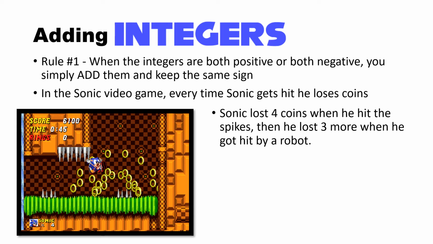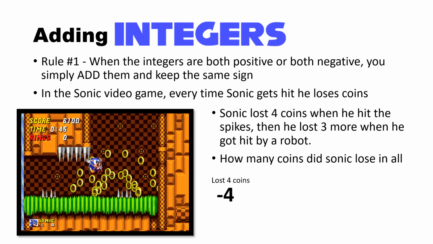Because he lost those coins, remember your keywords. Lost is going to be an indicator we're talking about a negative number. So how many coins did he lose in all? He lost 4 coins the first time, and then he lost 3 more the second time. So that's a negative 4 plus a negative 3. That's going to look like this in an expression: negative 4 plus negative 3.